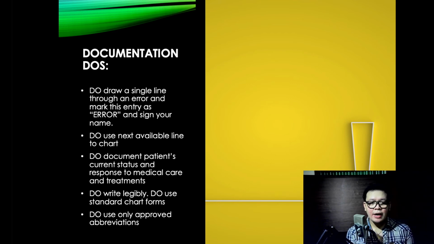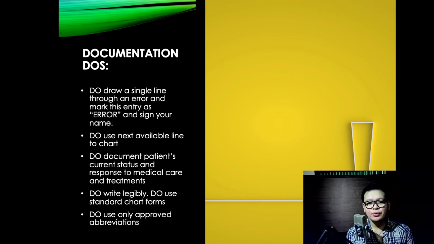So draw a single line through an error and mark it as an entry error, and sign your name. Say for example, there is a particular word in which you made an error. It was a mistake that you've done. You should not use wipe out. You should not use the plaster system to obliterate the word or words. But you have to draw a single line and write the word error.